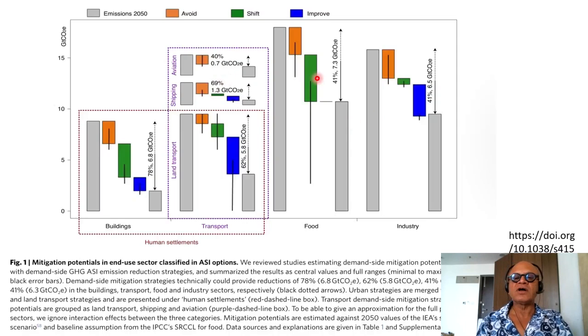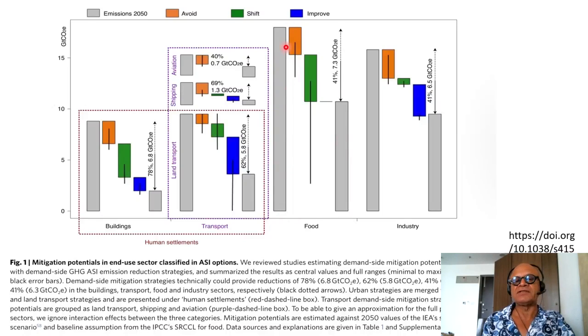Similarly for food, there is not a small chunk called improve, but it doesn't even show up properly, and the uncertainties in the shift are quite large, which has to be kept in mind. Dietary shifts, for example. So the total saving from demand side solutions is expected to have a potential of 41% or 7.3 gigaton CO2 equivalent from the food emissions in 2050, which is quite significant at more than 15 gigaton CO2 equivalent.